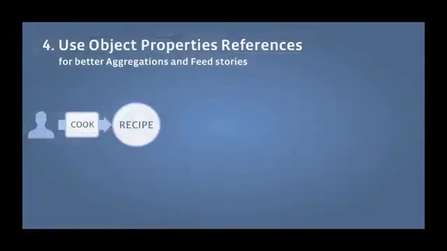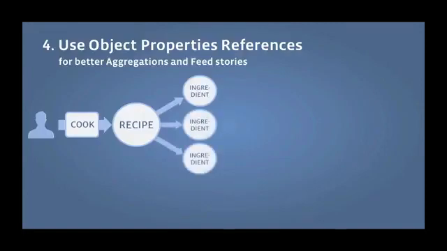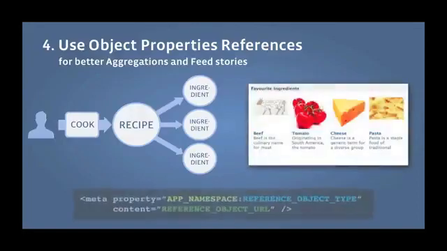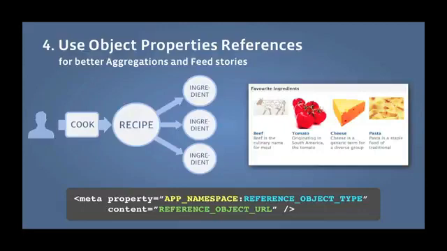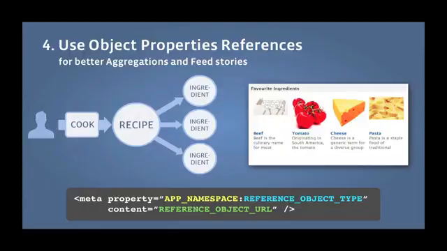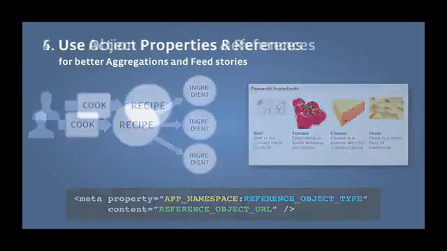Number 4, object references. Object references allow you to link an object to other objects. So here, recipes to ingredients to add context around the application. And that allows you to do awesome aggregations like favorite ingredients. Not because of the recipes I've cooked, but because of the ingredients in them. Again, that's how Spotify, for example, does my favorite albums, my favorite artists, and my favorite playlists. And you do that by adding additional markup to your objects that link them to other objects.